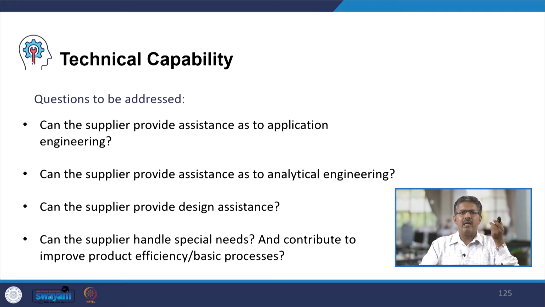When you talk about technical capability, for example, can the supplier provide assistance as to application engineering, right. Can the supplier provide assistance as to analytical engineering, can the supplier provide design assistance, can the supplier handle special needs and contribute to improved product efficiency. So, these are few questions that you talk about, what kind of technology are they using, what kind of machines they are using, all these things.